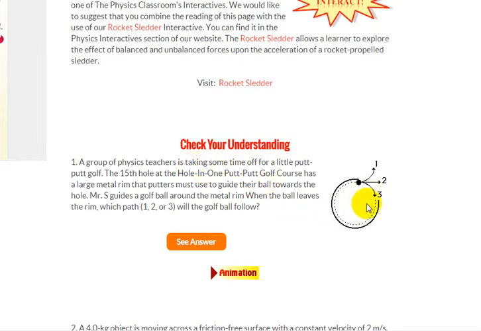Check your understanding. Here you have a guy hitting a golf ball. It's a mini golf course, and you have weird things like this. So this is a bird's eye view. You hit the golf ball here, and it's in a circular rim, so the ball goes around like this. And on exiting, will it go through path 1, path 2, or path 3 and keep going in that circle? And there's a little animation here to give you a hint.